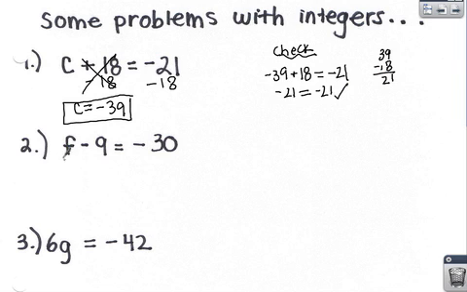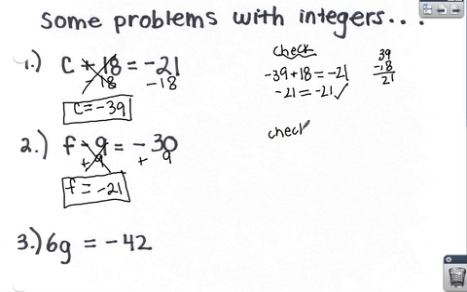Number 2, I'm isolating my f, so I do the inverse of subtracting 9, which would be adding 9. I'm left with f. These are different signs, so I subtract, which is 21, and take the sign of the higher number, negative. To check our work, I plug in negative 21 for f. Same signs, add and keep, and that does work.